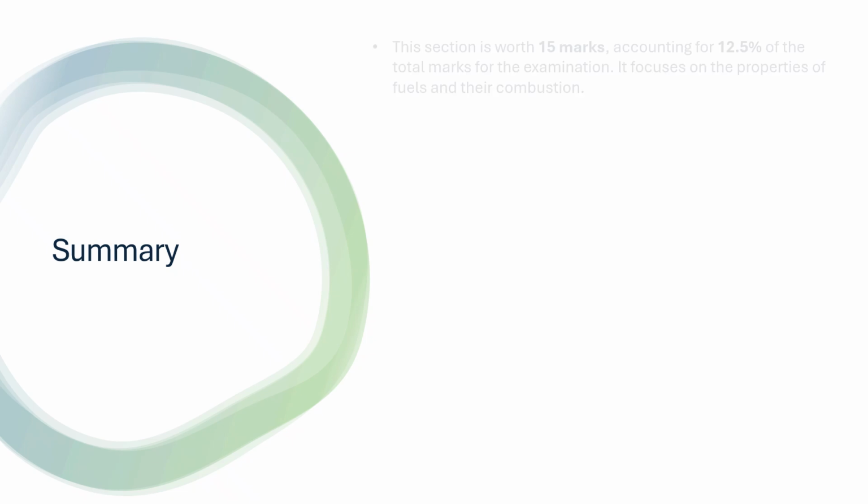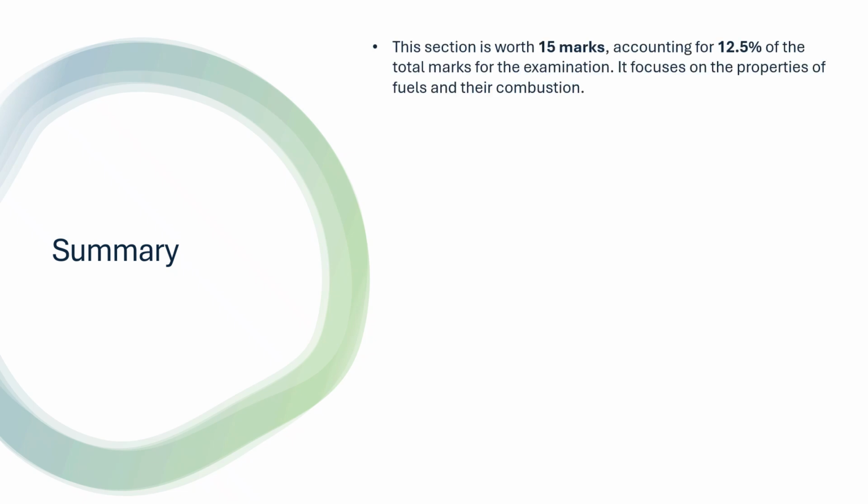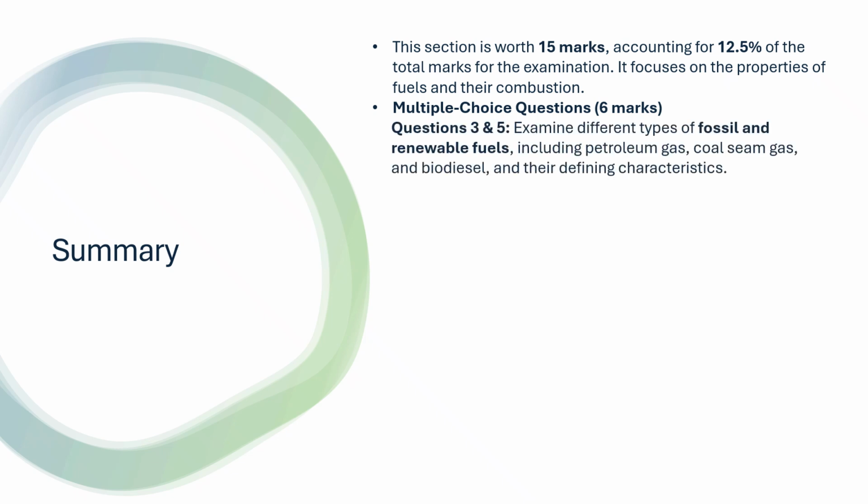This section is worth 15 marks, accounting for 12.5% of the total marks for the examination. It focuses on the properties of fuels and their combustion. Multiple choice questions, 6 marks, questions 3 and 5, examine different types of fossil and renewable fuels, including petroleum, gas, coal seam gas, and biodiesel, and their defining characteristics.